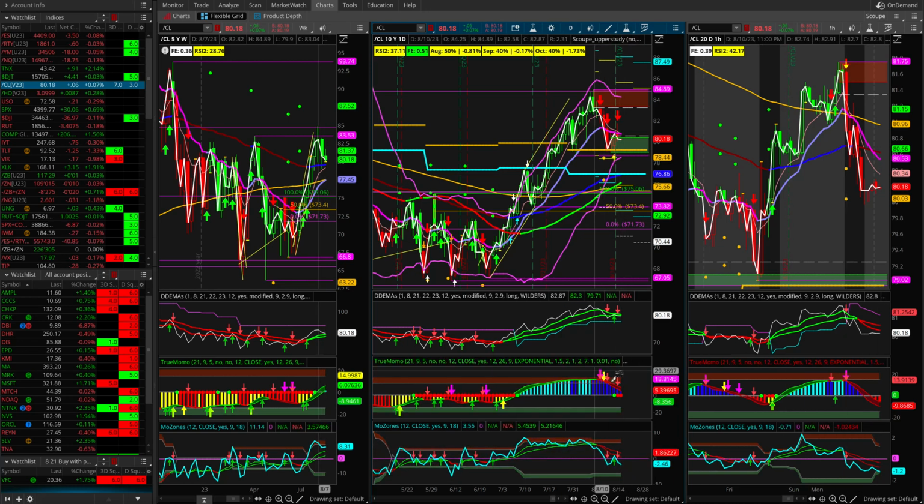So is the True Momo, and if you see here, when it turns green, then you've got a better shot at the price moving higher, and that tends to go along with True Momo, which is good. And my EMAs indicator here. So really, I'm going to watch that, and it's going to be a part of my arsenal going forward.